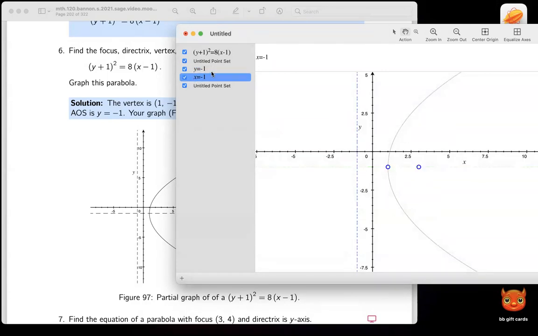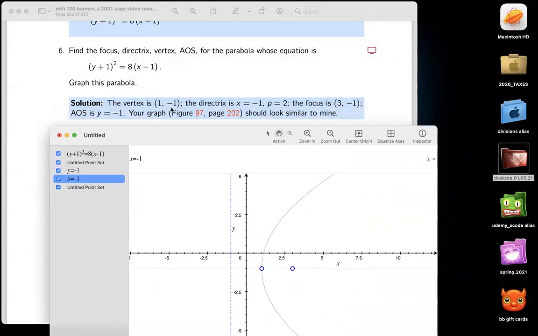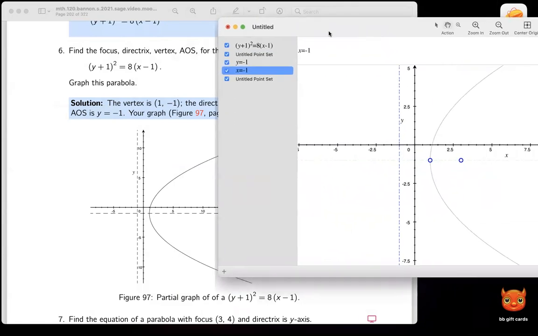I want to claim all those answers are listed in the key. They say the vertex is (1, -1). Directrix is x = -1. They talk about p being 2, the focus being (3, -1), the axis of symmetry being y = -1, and the graph. Now, granted, when I put the graph down over there, it's the same graph I got over here. What's different about it? Maybe I use color over here. Maybe I explicitly put the points down for you, and so on.